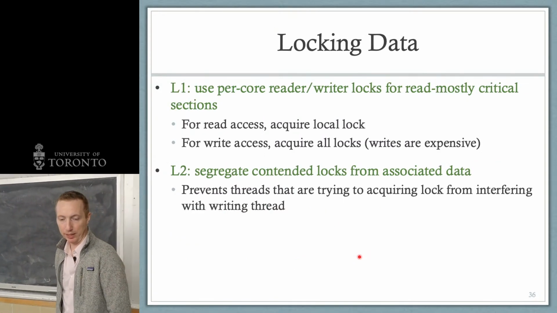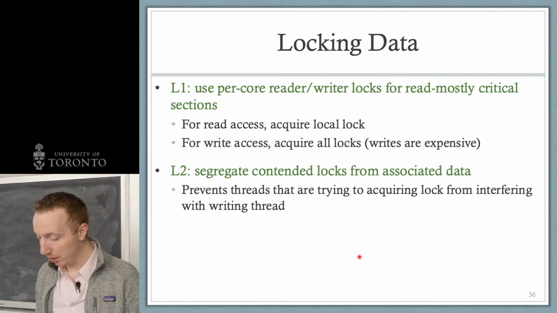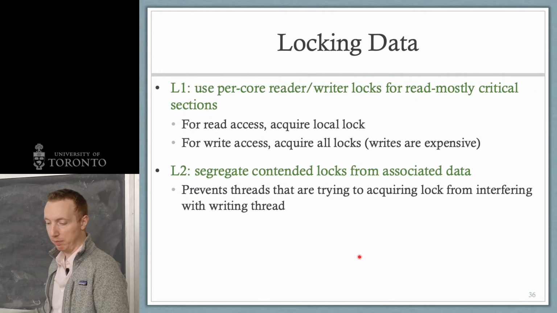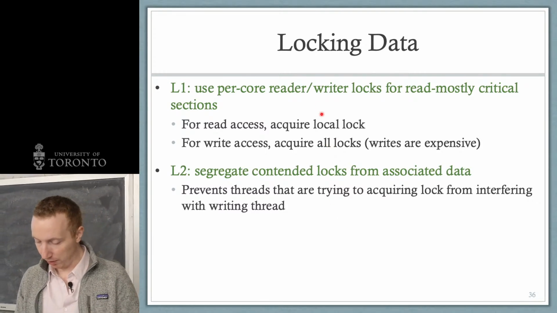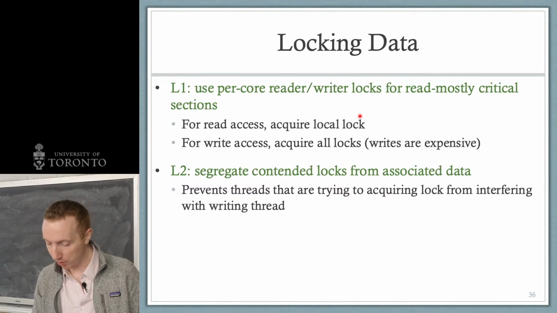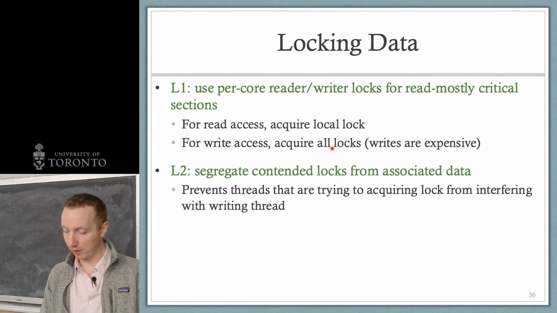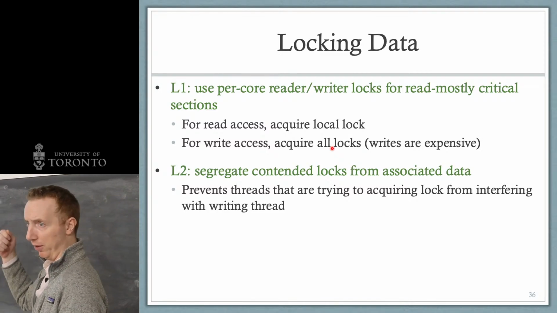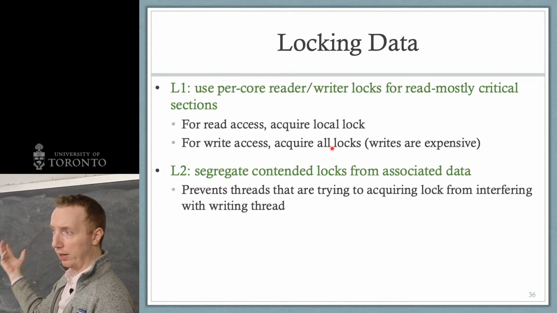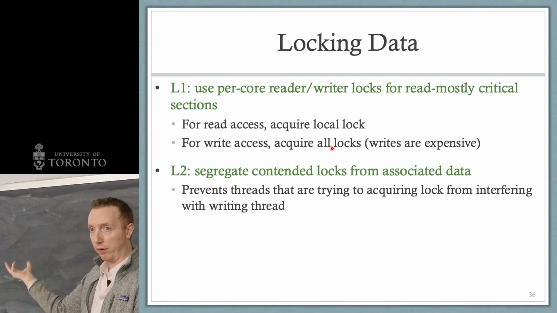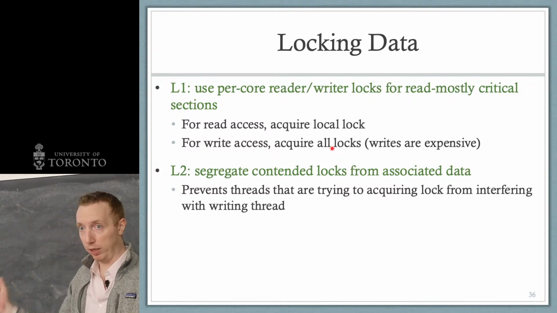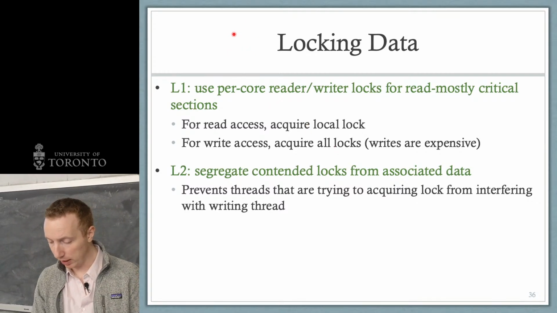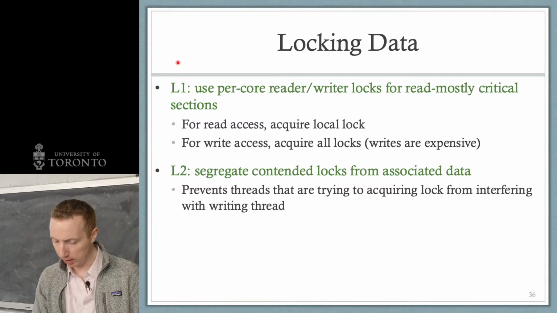And if I'm locking data, well, I probably want per core reader writer locks for read mostly critical sections. So for read access, I can acquire a local lock. For write access, acquire all locks. Writes would be expensive. I don't know why it's not in the slides. There is a mutex read-write lock that you can lock for reading and lock for writing, and that will allow multiple readers all at once or only a single writer. So if your data is like that, I would say use a read-write lock.